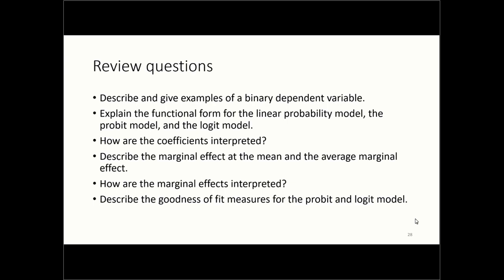Now, as far as review questions, go ahead and describe and give examples of a binary dependent variable. Explain the functional forms for the linear probability model, the Probit model, and the Logit model. How are the coefficients interpreted? Describe the marginal effects at the mean and the average marginal effects. How are the marginal effects interpreted? And describe the goodness of fit measures for the Probit and Logit model. So this concludes the presentation on the Probit and Logit models.